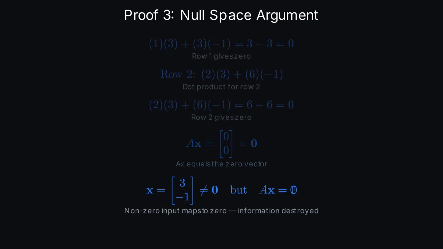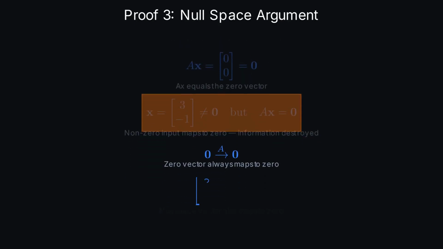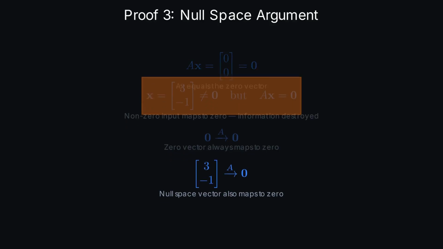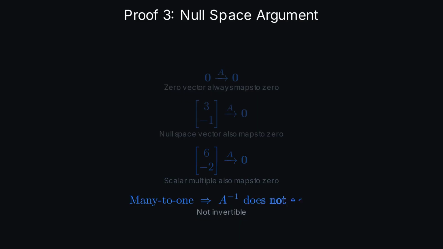And here's the critical insight. This matrix sends a non-zero vector to 0. And that information is destroyed. No inverse can look at the output 0 and then know whether the input was the 0 vector or the vector (3, -1), or any scalar multiple like (6, -2). Multiple inputs produce the same output, so the transformation cannot be undone.